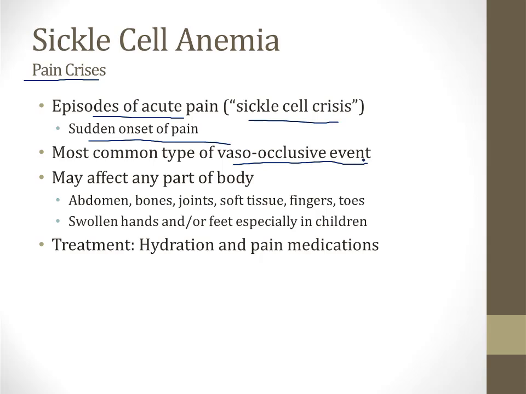This can affect any part of the body, so they can have occlusion of the microvasculature in their abdomen, in their bones, in their joints, in their soft tissue, in their fingers and toes. Swollen hands or feet are especially common in children, as we talked about before, so they will present to the emergency room with severe pain, and what's happening is that they are having an exacerbation of the vaso-occlusion that occurs as part of their sickle cell anemia. The treatment is to hydrate these patients because dehydration can lead to sickling of cells, and also administer pain medications. And because of these recurrent episodes of pain, many patients with sickle cell anemia become dependent on narcotics, and that's a major issue in managing patients who have this disorder.